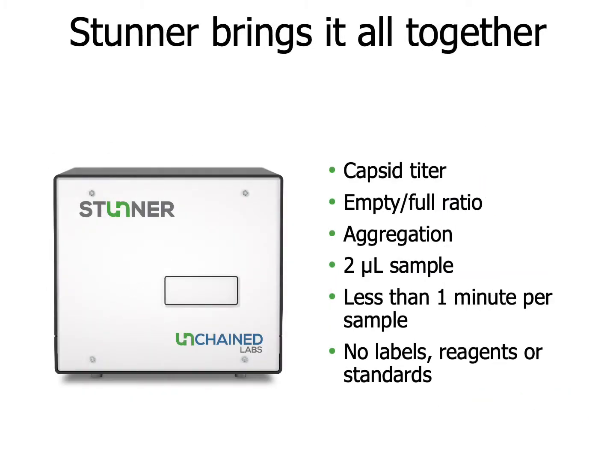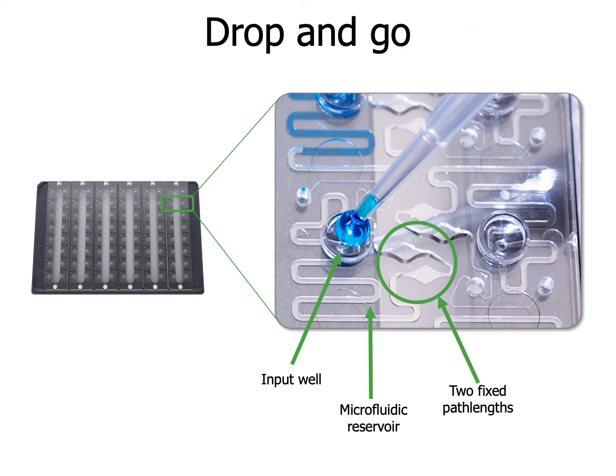That's where Stunner brings it all together to deliver answers on capsid titer, empty-full ratio, and aggregation with only 2 microliters of sample in less than a minute. And there's no labels, no reagents, no standards. You just use the samples you've got. Now how does Stunner do this?